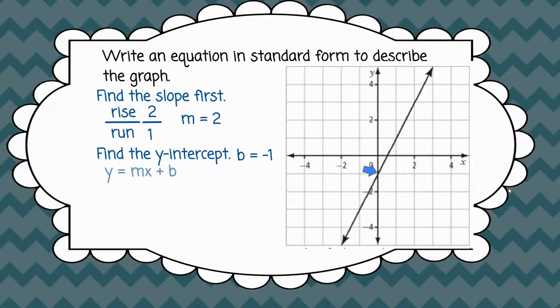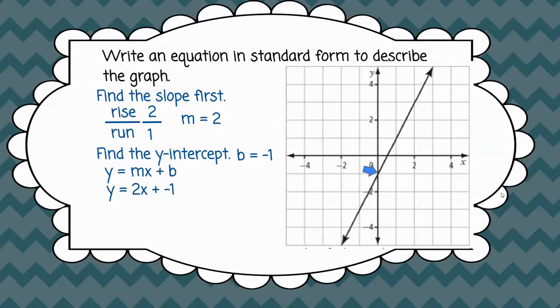Now we'll take our values and substitute them into the equation y equals mx plus b. You can see now that we let m be the slope and b for the y-intercept. So let's substitute those values. Our equation would look something like y equals 2x plus -1. Now, we would be finished except that this problem asks us to write this equation in standard form.